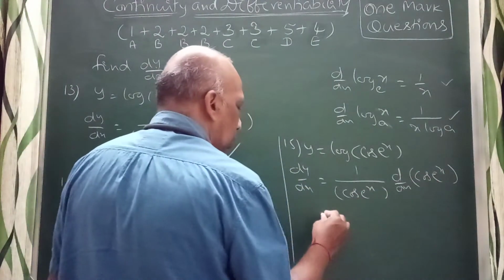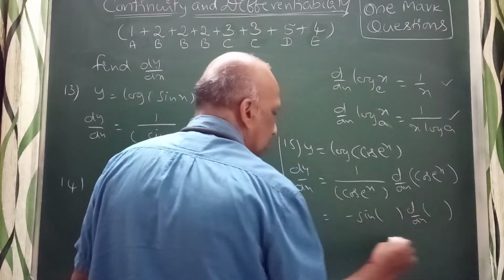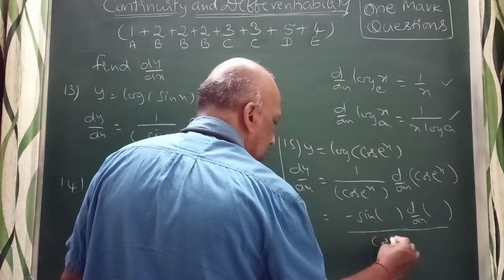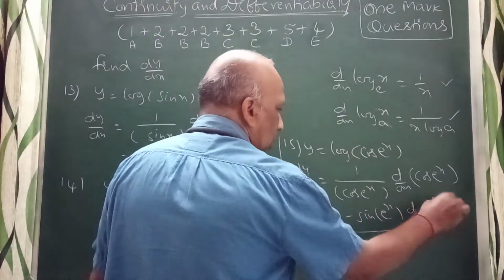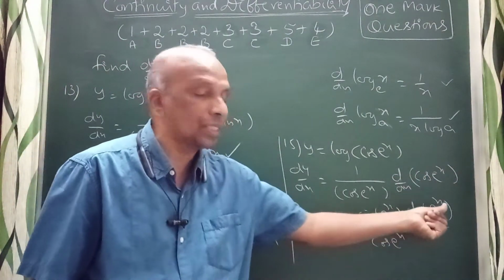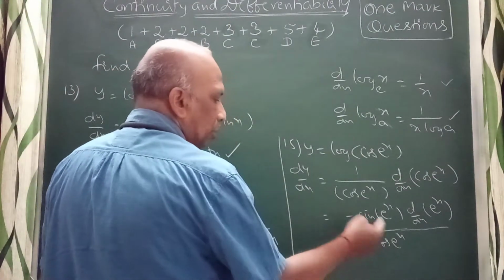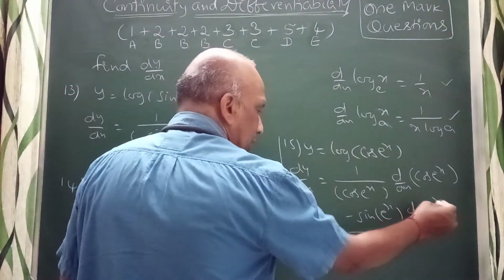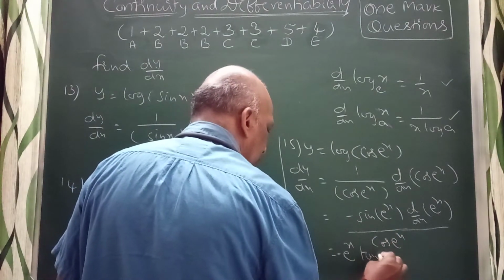Now, we know the derivative of cos of something is minus sin of something into d by dx of that. By this, I can write cos of e power x. Here I can write e power x. The derivative of cos is minus sin, so minus sin of e power x into d by dx of e power x. The derivative of e power x is e power x. So your answer will be minus sin by cos, like minus tan, I can write, times the derivative of e power x, which is e power x.